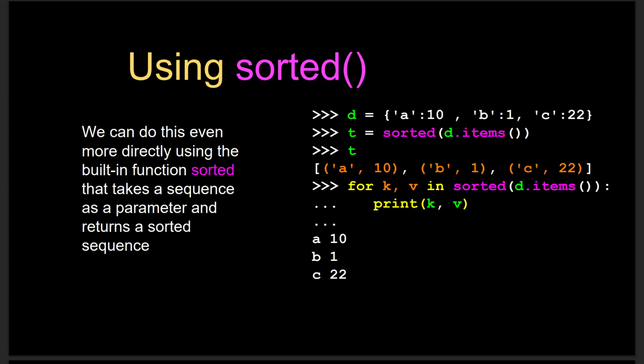Next, using sorted. We can do it even more directly using the built-in function sorted, which takes a sequence as a parameter and returns a sorted list. It means directly by using the sorted function, even without using the list of tuples concept, we can directly print this. See how we can do it. So here I am creating a dictionary, and after that I am doing t equal to sorted of d.items.